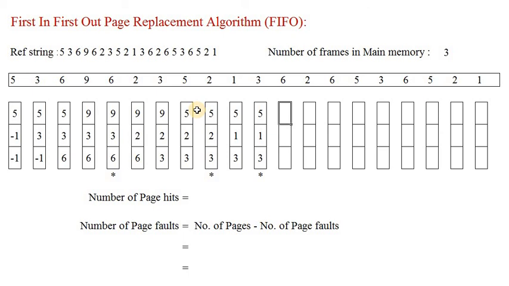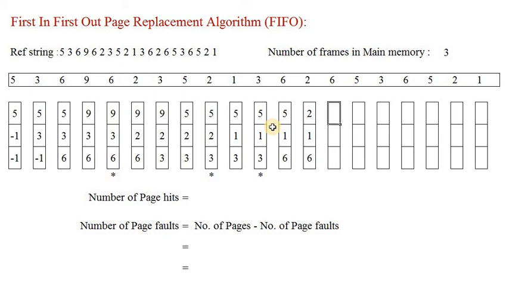6 is not available here, so something should be replaced: either 5, or 1, or 3. Which has the highest entries, or which came first among these 3? 3 came first. Why? Because 1, 2, 3, 4, 5. Right. So 3 will be replaced with 6 and the remaining things stay as they are. Then 2. 2 is not there. So it will be a page fault. While inserting 2, which page will be replaced? 5. So 2, 1 and 6.